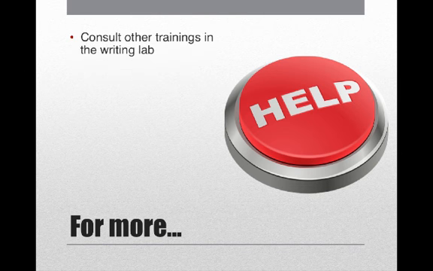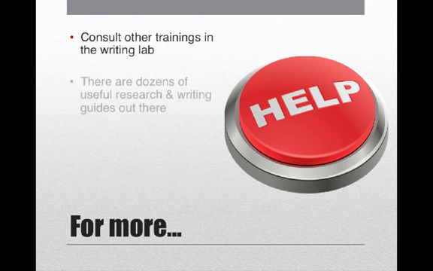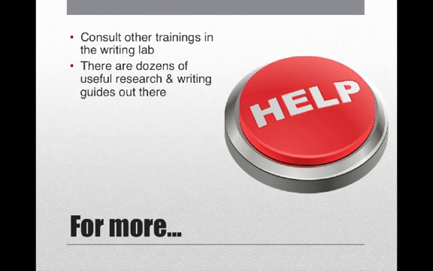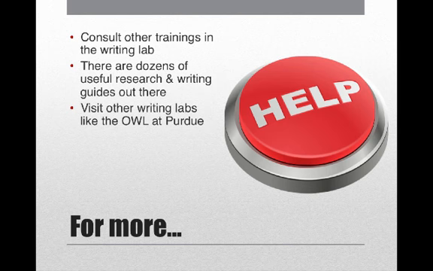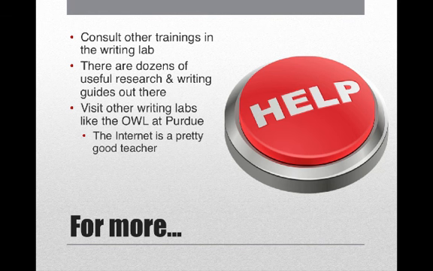So that's basically it. That's all there is to say about writing essays for now. By all means, if you want to be a good writer, you should consult some of the other trainings in our writing database. They will also help you with your essay writing. In particular, the aforementioned tutorials on assignment formatting and APA style. There are dozens of useful guides out there that will also help you. I'd like to recommend in particular the Online Writing Lab, or OWL, at Purdue University, which is a free online resource that anyone can use. In general, you'll find the internet is a pretty good teacher, so if you do some Googling or go on YouTube, you'll find a lot of great tips about how to write a good essay.